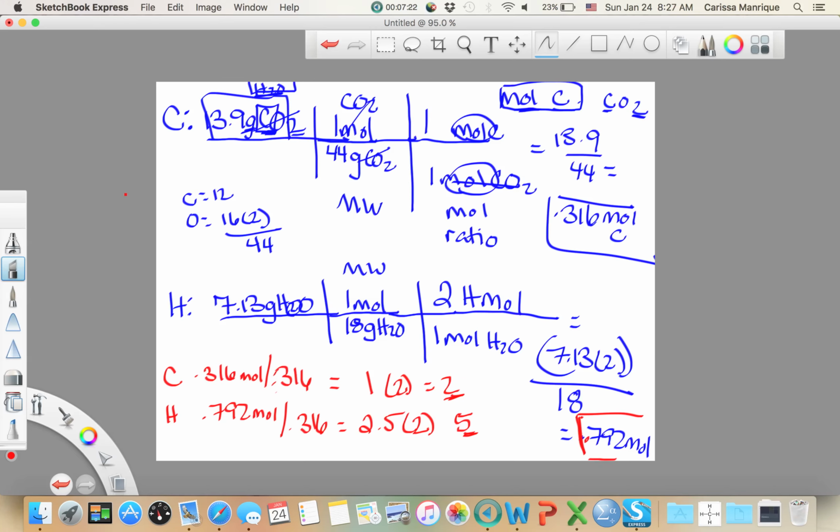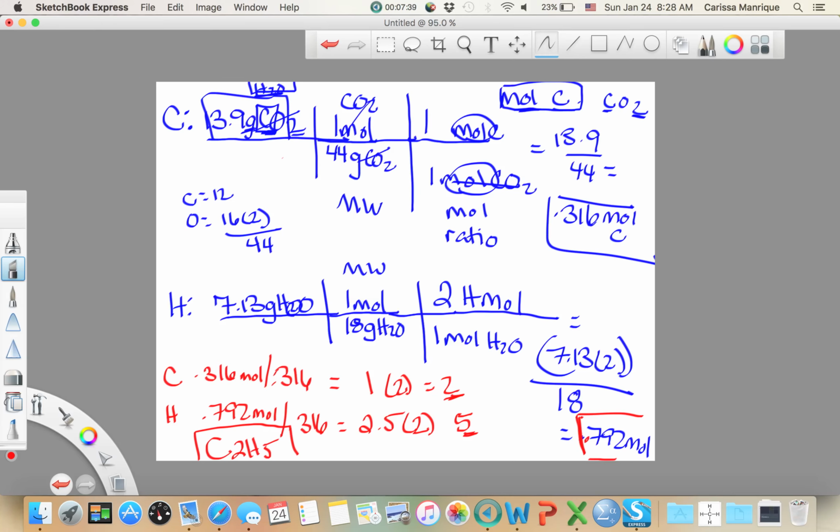So basically, I'll give a review here in a minute. This gives me the empirical formula since they're both whole numbers now, C2H5. So let's review the steps. The first thing is we converted it to moles. And that's what we do for any empirical formula.